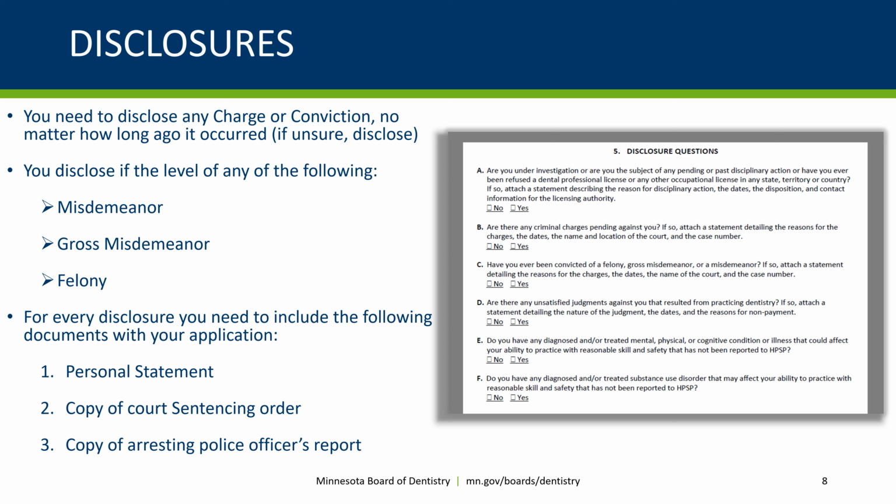For every disclosure, you need to include additional documents. Please include these with your application materials. The first is a personal statement. This is a written document, a paragraph or 2 in the words of the applicant, that provide us with the details of what led up to the arrest. The second is a copy of your court sentencing order. If you have complied with the requirements of the courts, please include that documentation as well. Thirdly, if available, include a copy of the arresting officer's report.